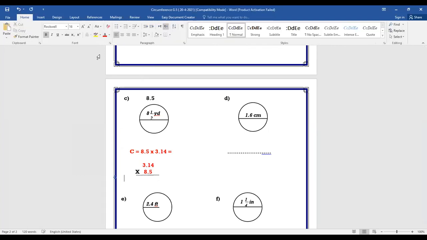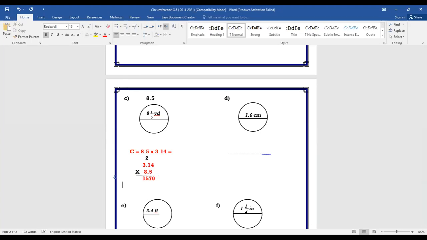Okay. Yes, I see. We start multiplying by 5 firstly. 5 multiplied by 4 equals 20. 0, and carry up 2 over 1. Now 5 multiplied by 1 is 5, plus 2 is 7. 5 multiplied by 3 is 15. It will be 1570. And now, before we multiply by 8, we must put 0 firstly in the ones.